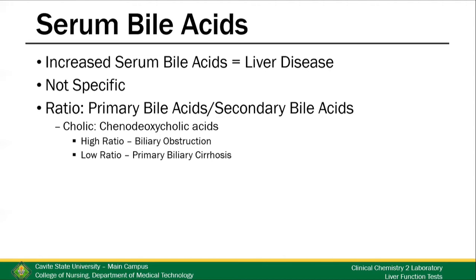So, an increase in serum bile acid is seen in liver disease. The ratio of trihydroxy to dihydroxy bile acids in serum differentiates patients with obstructive jaundice from those with hepatocellular jaundice. The ratio of the cholic and chenodeoxycholic acid in serum aids in the diagnosis of primary biliary cirrhosis and extrahepatic cholestasis. So a high ratio is biliary obstruction. When it is a low ratio, primary biliary cirrhosis.